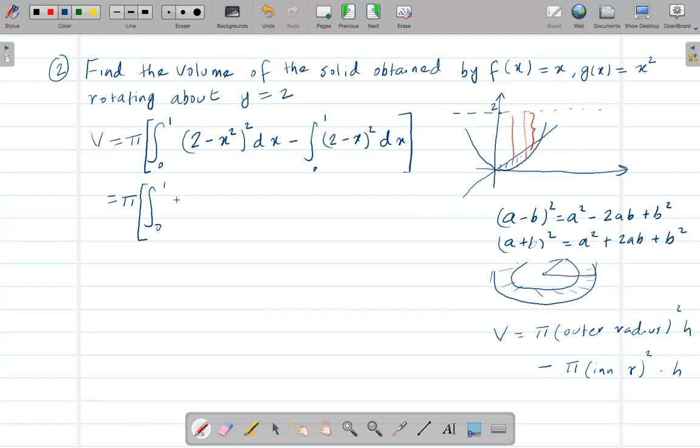So if I expand this using, well, this is minus, so there will be a square minus 2ab, which is 4x square plus x to the power 4. Since these two have the same interval, let me just write it in a single interval, and there is a minus. Now for this one, it's 4 minus 4x plus x square.